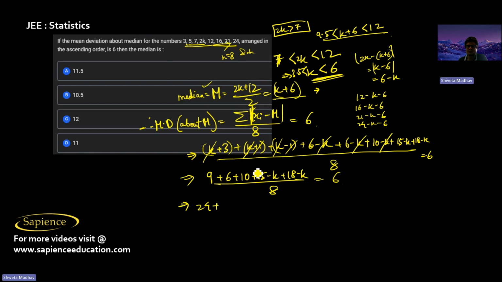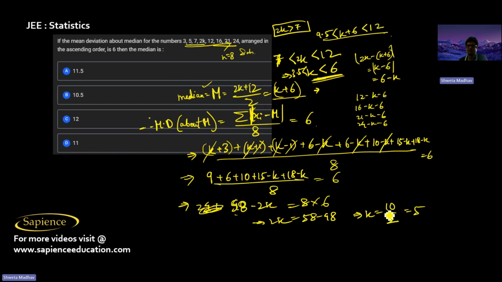9 plus 50, 24, 24 plus 6, that is 30, 30 plus 10, that is 40, plus 18, that is 58. 58 minus 2k is equal to 8 into 6, that is 48. So 2k will be equal to 58 minus 48, that is 10. Therefore, k will be equal to 10 by 2, which is 5.